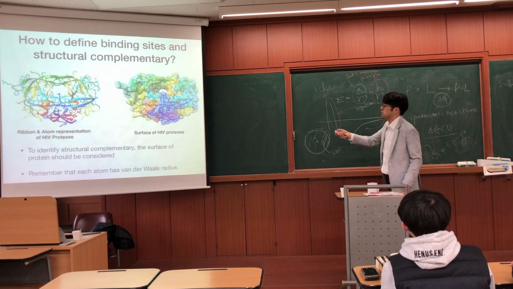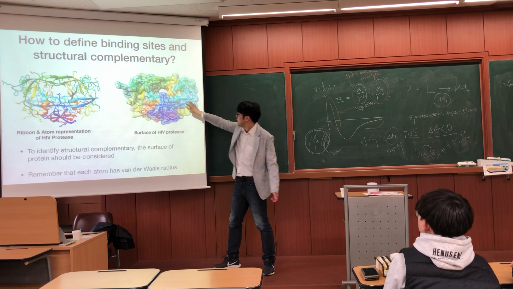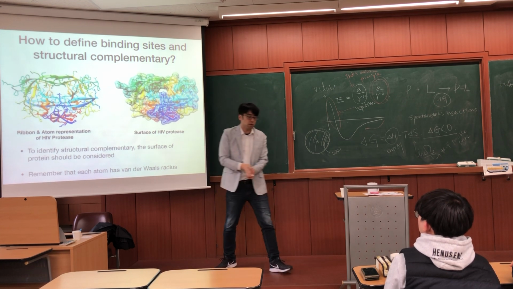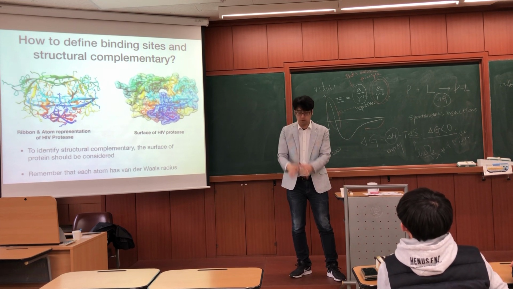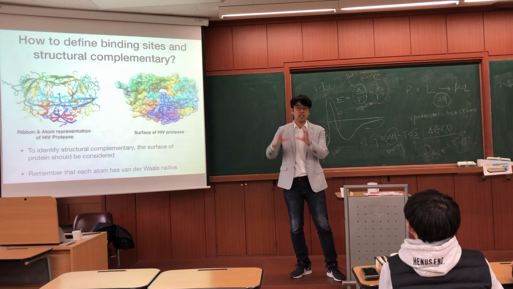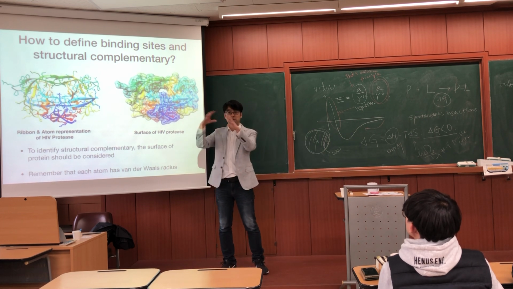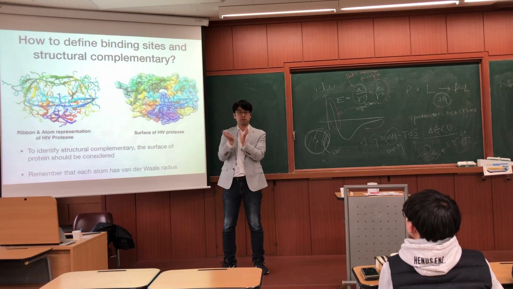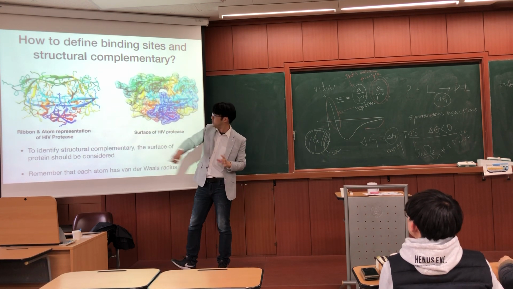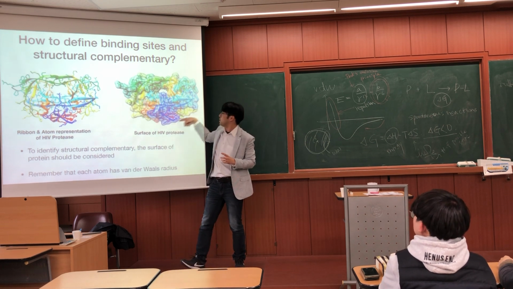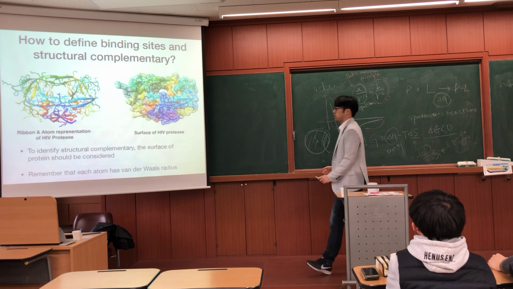Here the surface is shown, and it is somewhat transparent. Imagine that you have a very good microscope, and if you look at a protein, it will look like this kind of dough, like a pizza dough. Because of the surface, because of van der Waals interaction, it will look like a pizza dough.